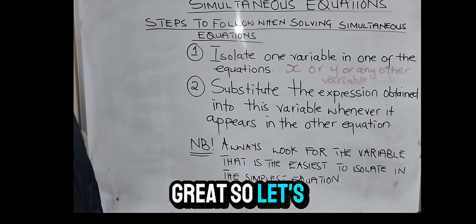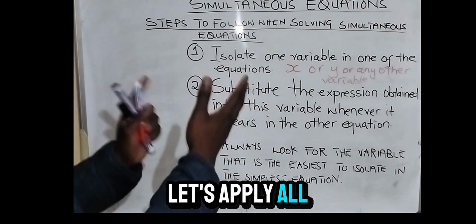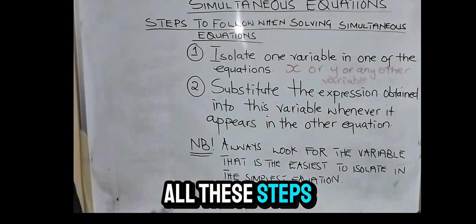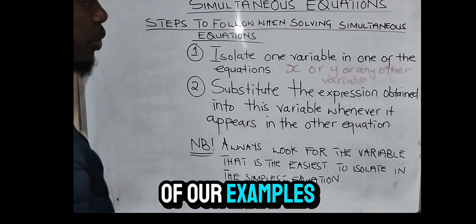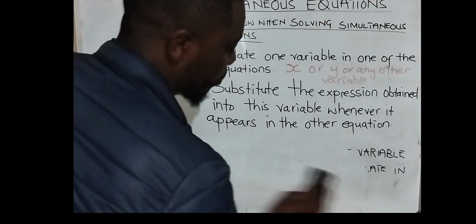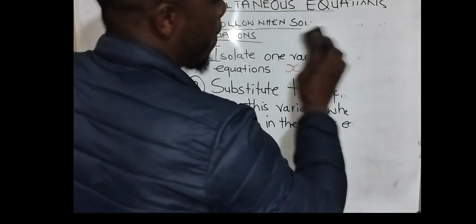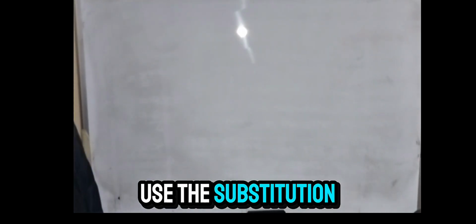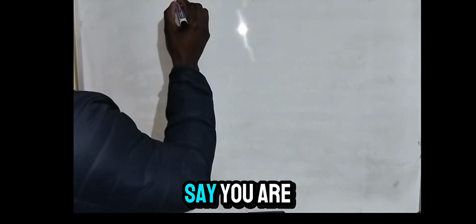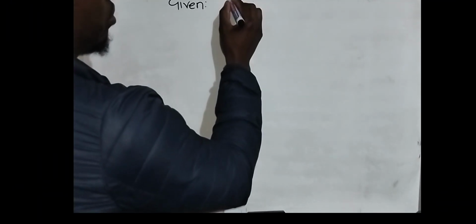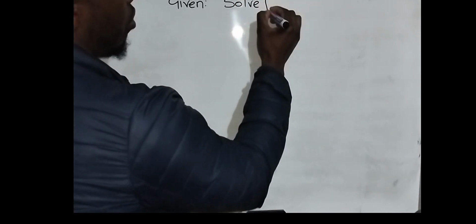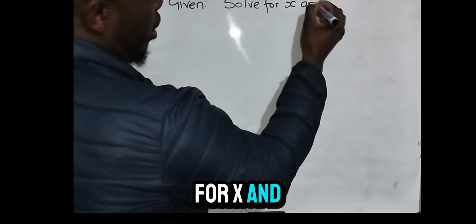Great. So let's do some examples. Let's apply all these rules or all these steps in one of our examples. Right. I'm going to do example 1. Right, so I'm going to use the substitution method. Right, let's say you are given, solve for x and y.